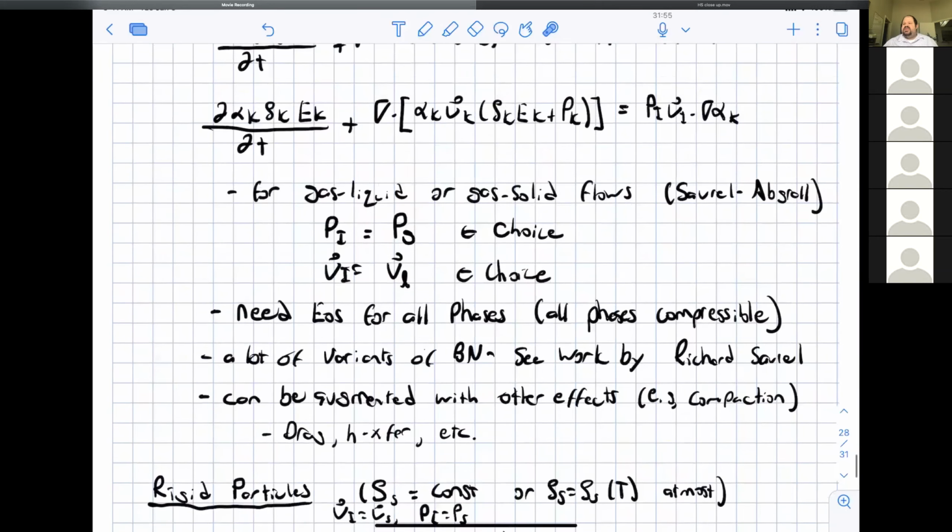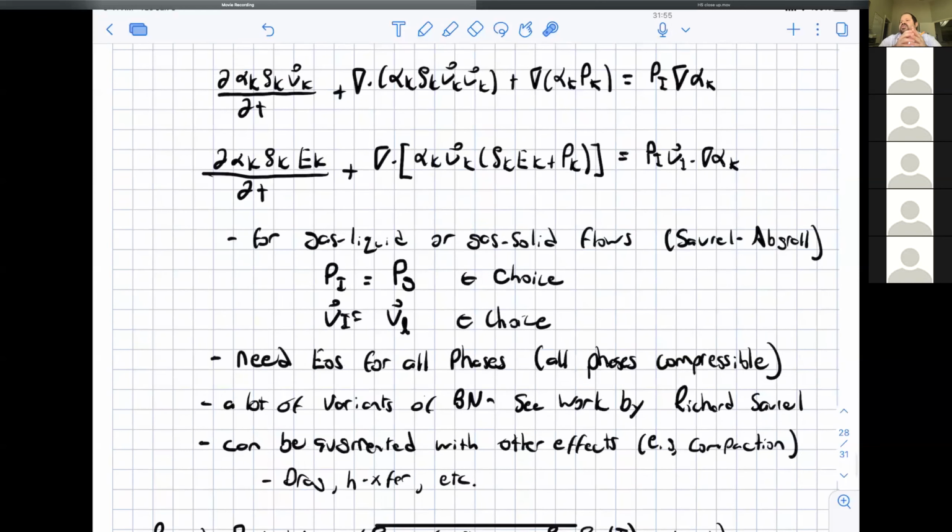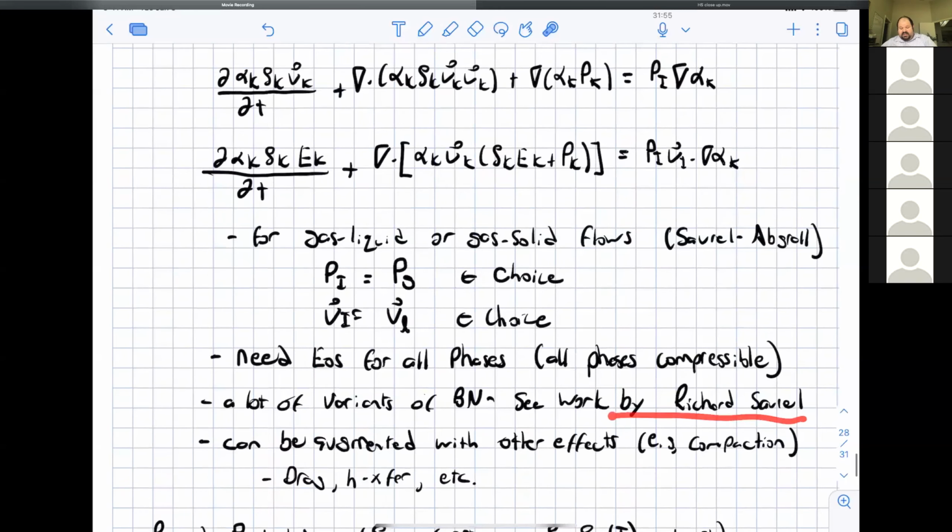Okay, and like the 5-equation model, you need an equation of state for basically all of the phases. And one advantage of the Baer Nunziato model over the 5-equation model is that because each phase has its own pressure and its own temperature, that nasty pressure-temperature equilibration step, you don't need to do that.